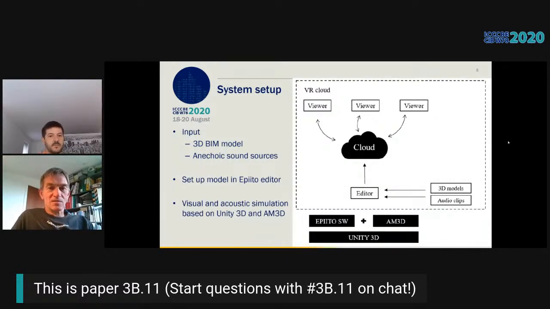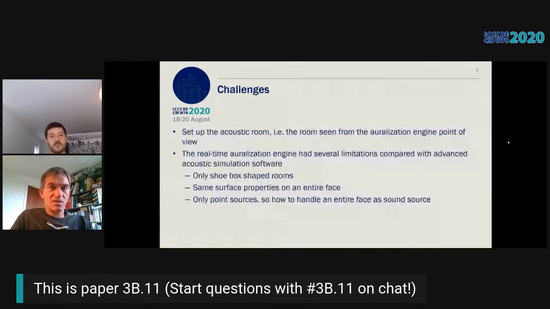And that's quite complex. So we developed a system where we could use the BIM models. We could add some audio recordings from relevant sound sources. We can put them together in a setup where we could demonstrate it. I'll go through a few challenges we had in this, for example, setting up the acoustic room.